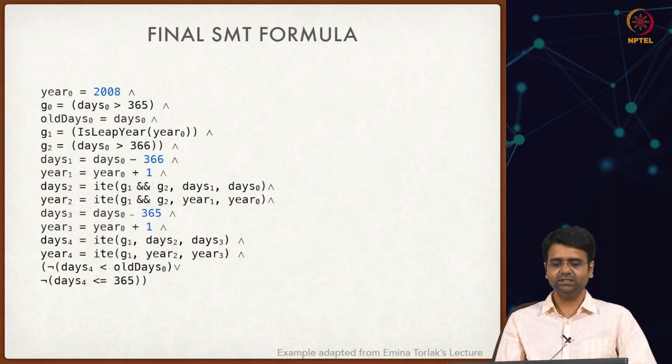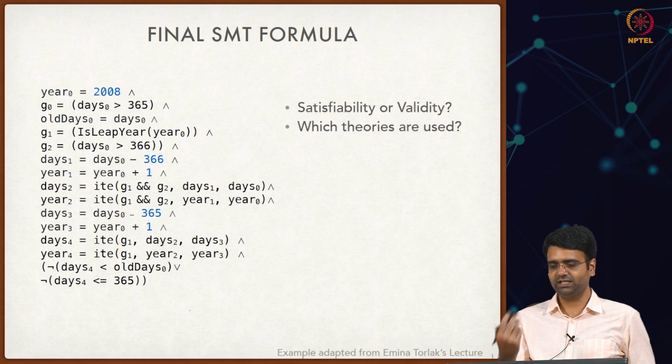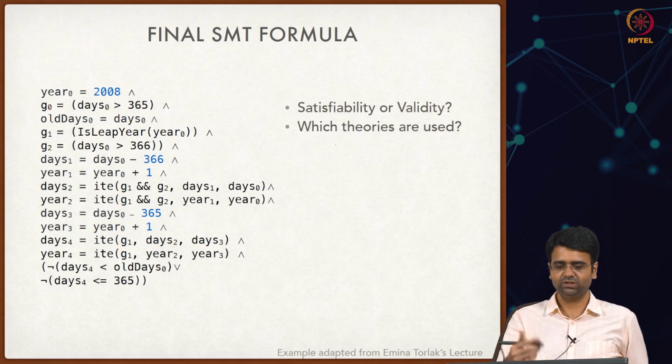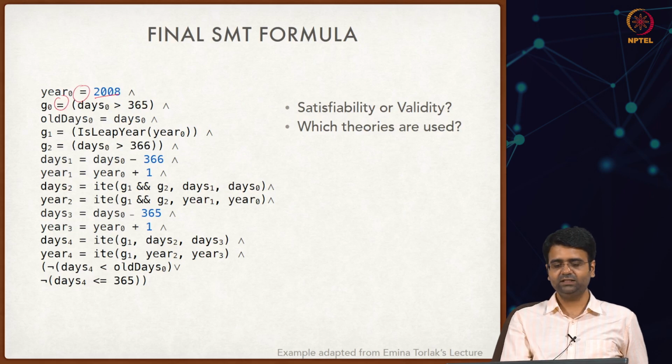So now that I have this SMT formula, this is a formula in first order logic, what are the theories that are being used and what is the question that we should ask, whether we should ask satisfiability or validity. So let's first answer what are the theories which are used in this formula. Now you can see that this particular formula is using obviously numbers. So there is 2008 to 365 and so on. It is also using equality. So is it the theory of integers, or the theory of natural numbers.